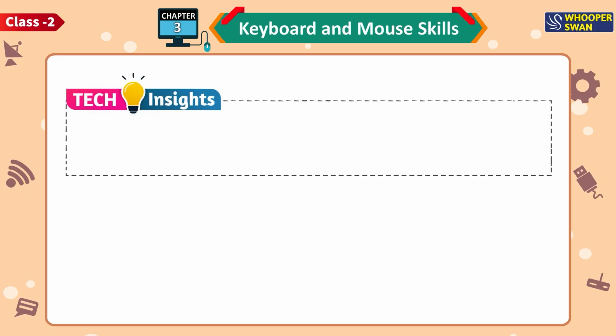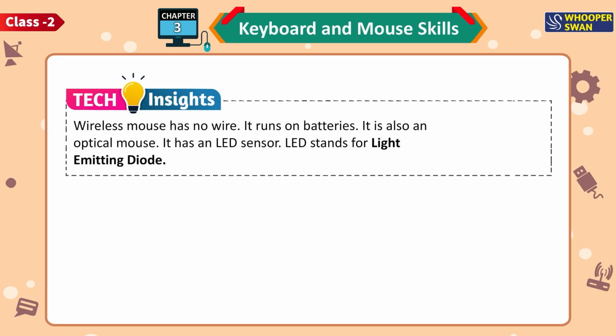Tech Insights. A wireless mouse has no wire. It runs on batteries. It is also an optical mouse. It has an LED sensor. LED stands for light emitting diode.